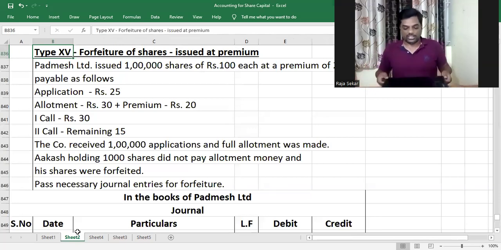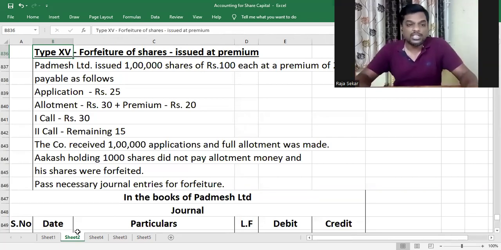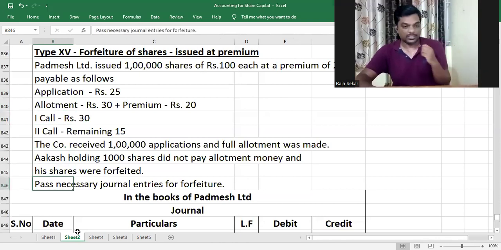I have made a question for you to explain this concept, and that is the Padmesh Limited question. Let's look at it now. Padmesh Limited issued 1 lakh shares of 100 each at a premium of 20% payable as follows. On application 25, allotment 30 plus premium of 20, first call 30, and second call the remaining 15. The company received 1 lakh applications and full allotment was made. Akash holding 1000 shares did not pay allotment money and his shares were forfeited. Pass necessary journal entries for forfeiture.